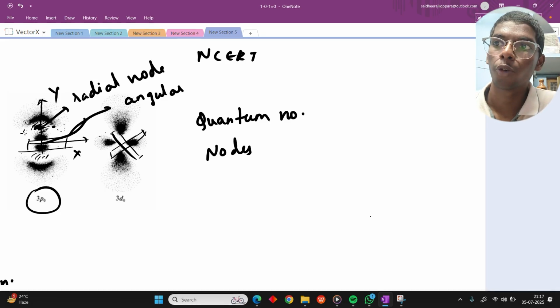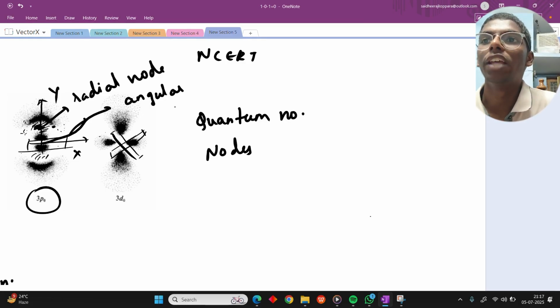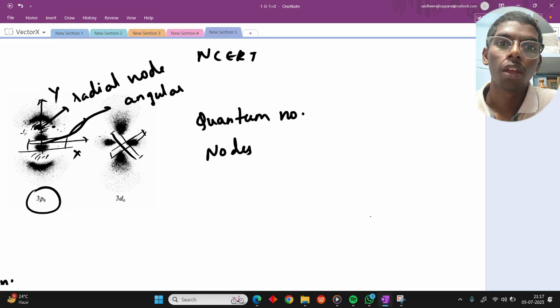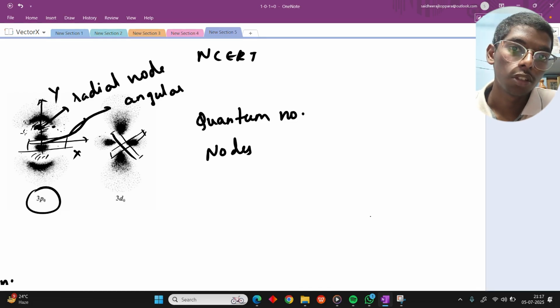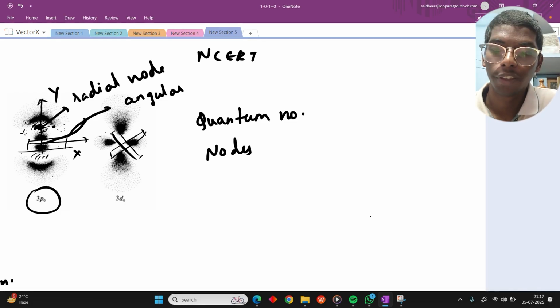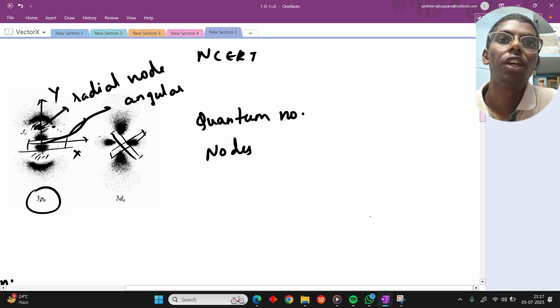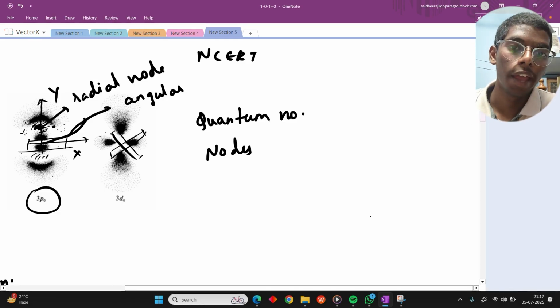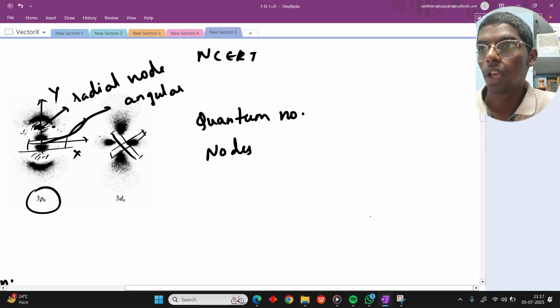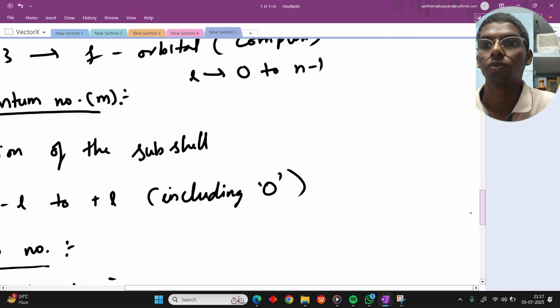Here I drew two planes. These two planes are your angular nodes, and as we discussed below, the number of angular nodes is equal to the azimuthal quantum number. I forgot to add that the azimuthal quantum number is also called the angular momentum quantum number as well as the subsidiary quantum number. So this is what I wanted to discuss about nodes.